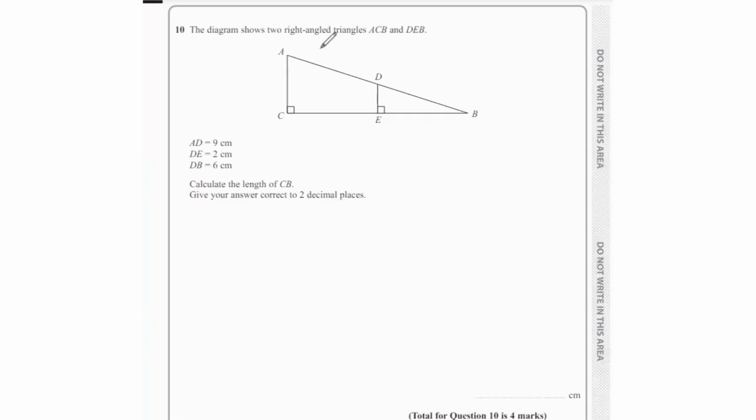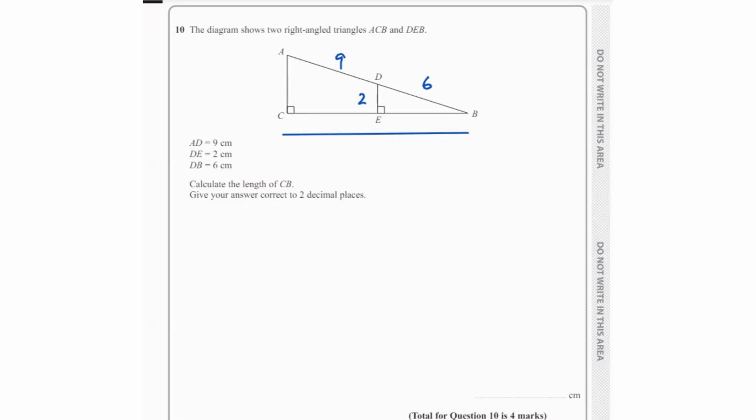The diagram shows two right angle triangles ACB and DEB. AD is 9, DE is 2, and DB is 6. We have to calculate the length of CB, this entire thing. Give the answer correct to two decimal places.